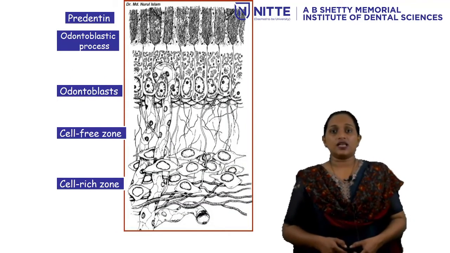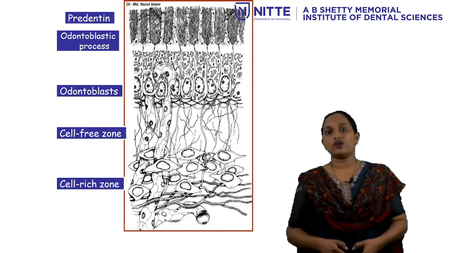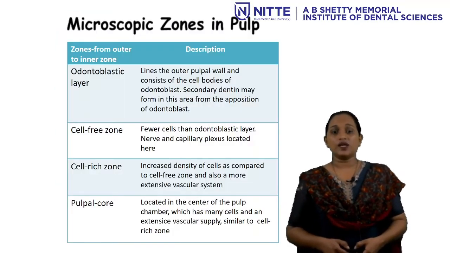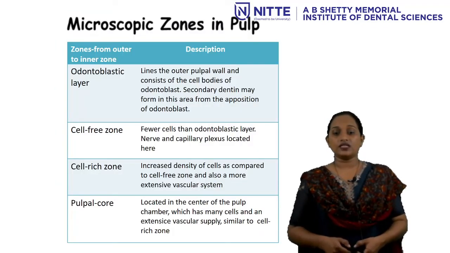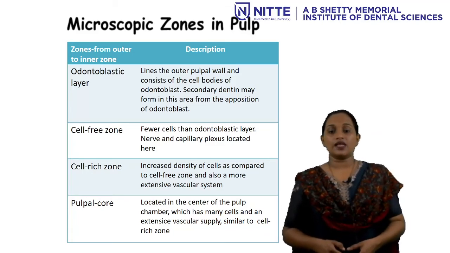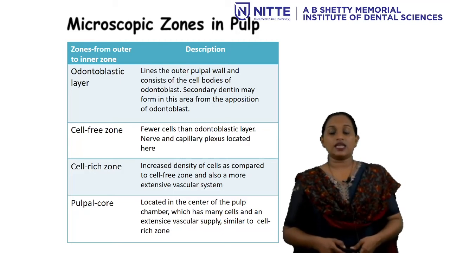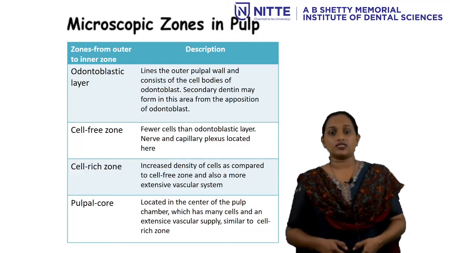This picture clearly depicts the cell-free zone, that is the zone of Weil, and the cell-rich zone, where there is an increased number of cells present. To explain it more clearly, the cell-free zone contains fewer cells than the odontoblastic layer, with nerves and capillary plexus located here. Whereas the cell-rich zone contains increased density of cells as compared to the cell-free zone.